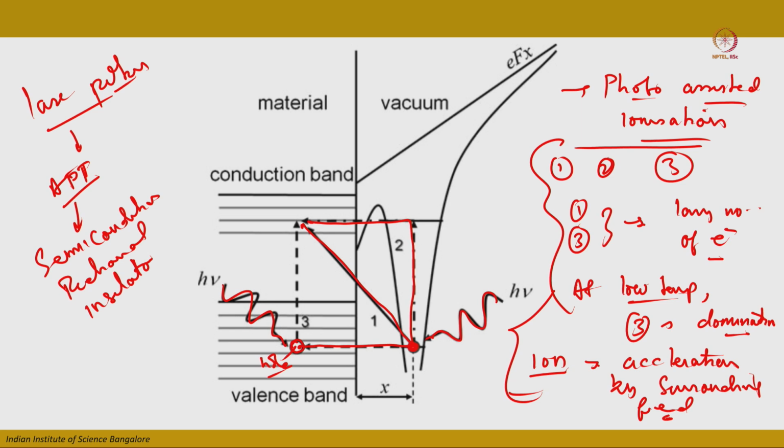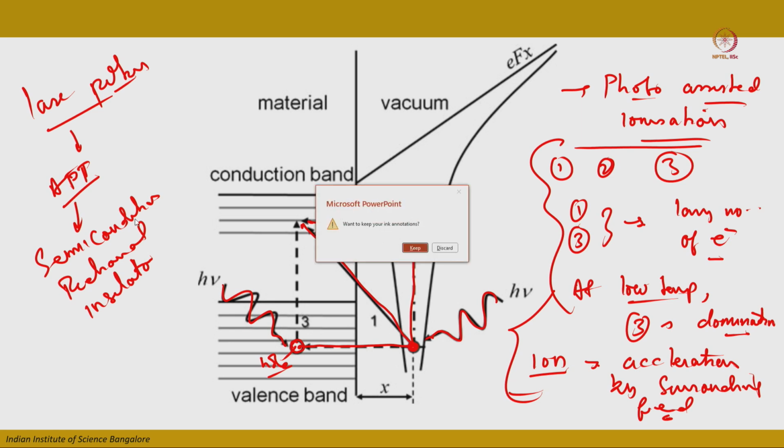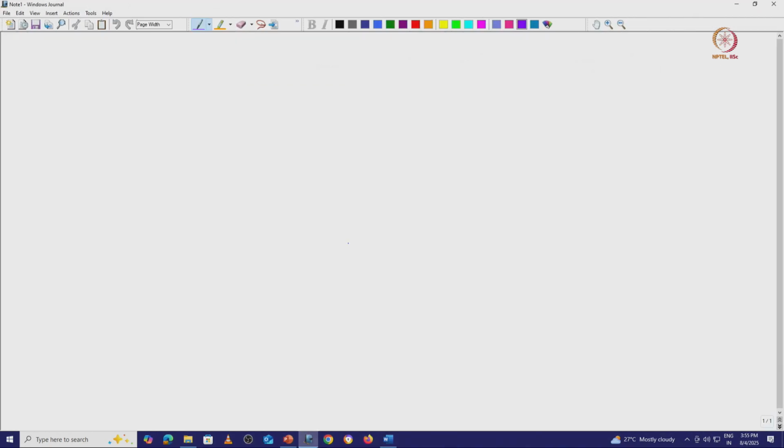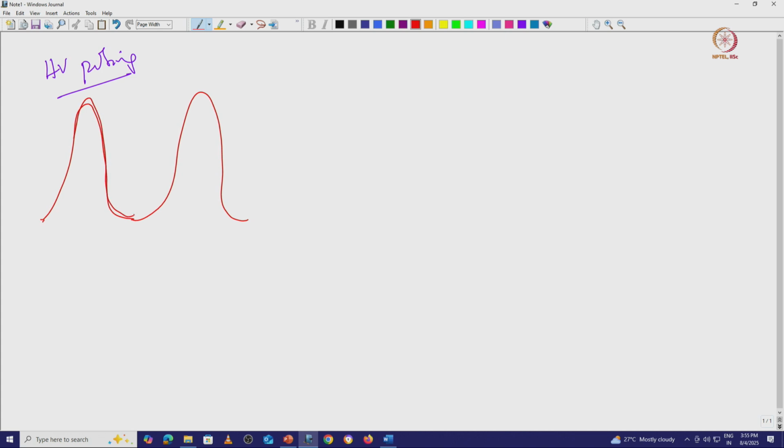Now we can talk about HV pulsing. As you know, in HV pulsing there is an increase in the voltage, and there is a certain frequency at which these pulses can be generated. So there will be an increase in the voltage and then coming back down.